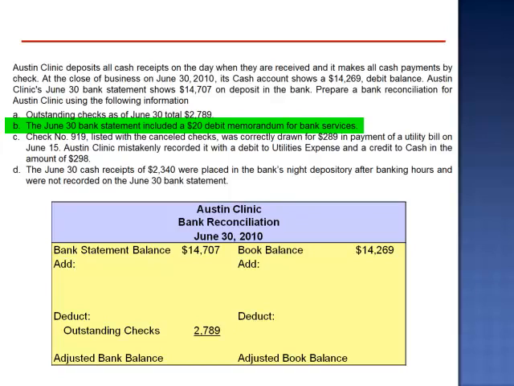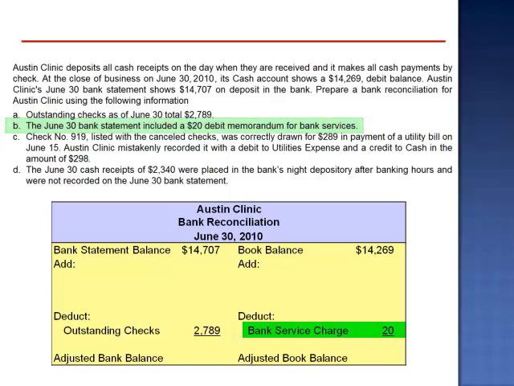Letter B. The June 30th bank statement included a $20 debit memorandum for bank services. This $20 has already been subtracted in the calculation of the bank statement balance, but we have not yet subtracted it from the book balance, so we subtract it on the bank reconciliation.